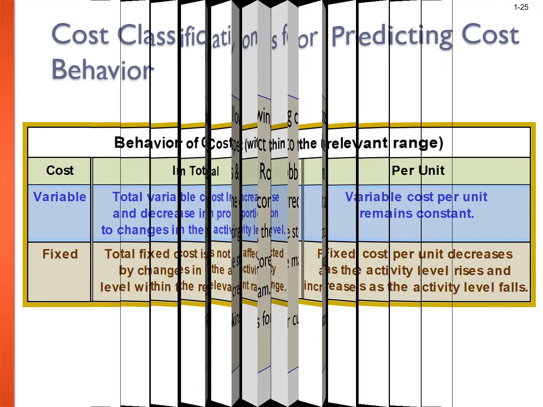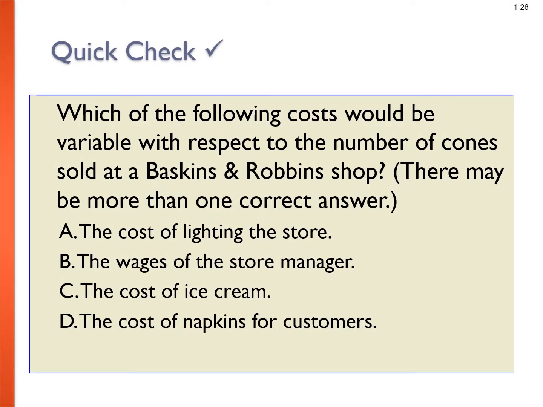So which of the following costs would be variable with respect to the number of cones sold at Baskin Robbins shops? The cost of lighting the store, the wage of the store manager, the cost of ice cream, the cost of napkins for customers. C, because the cost of the ice cream will predict, and also the cost of napkins for customers would predict how well or how much they sell. And the variable cost will change as the number of ice cream cones changes.